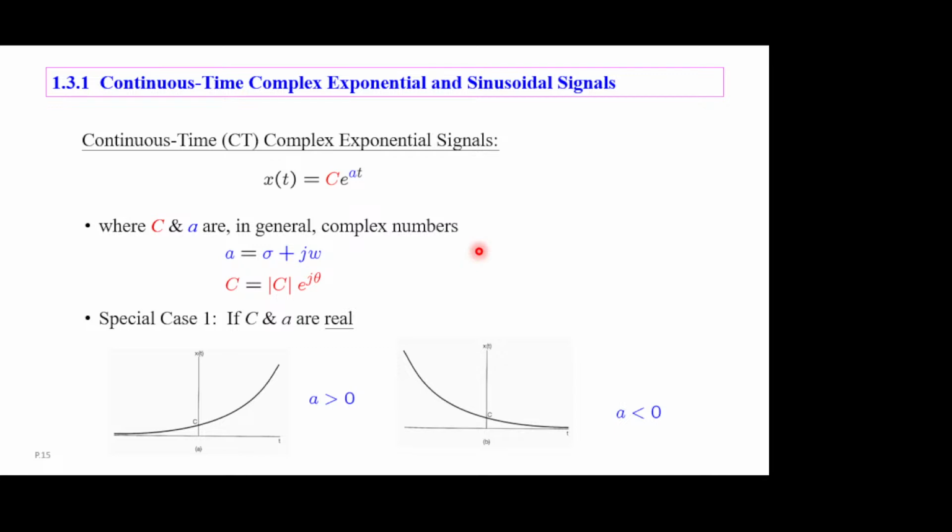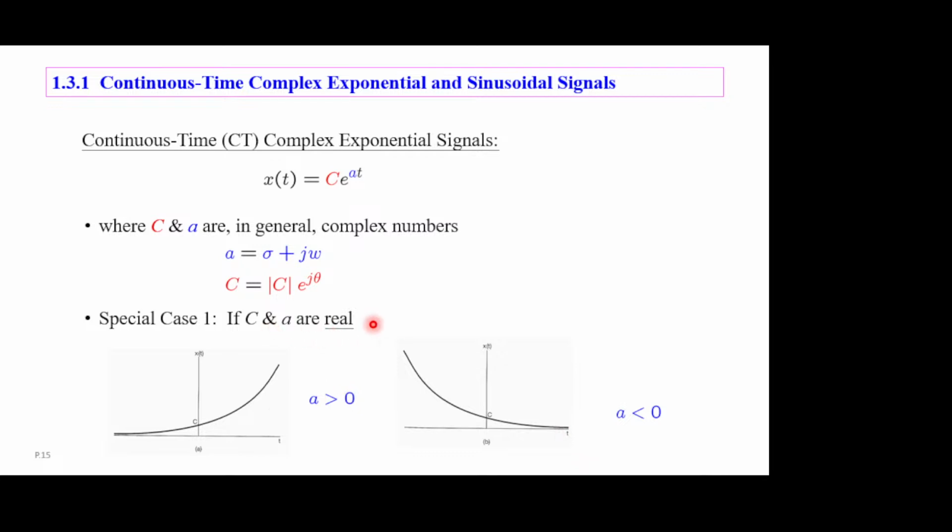We'll later see that we want to express a in Cartesian coordinates and c in polar coordinates because this makes analysis easier. But for now, let's see how these things behave, starting with special case 1, when those are real. Then this behaves as the exponential function you are probably more familiar with, either exponential growth or exponential decay.